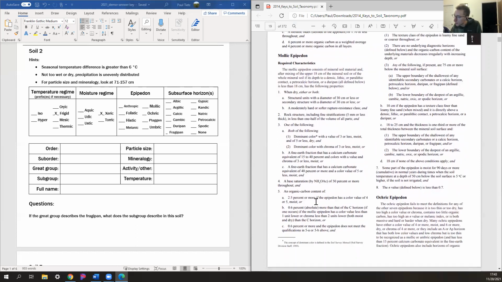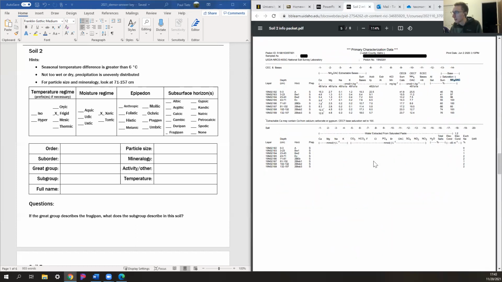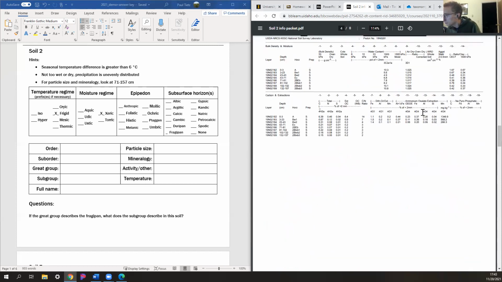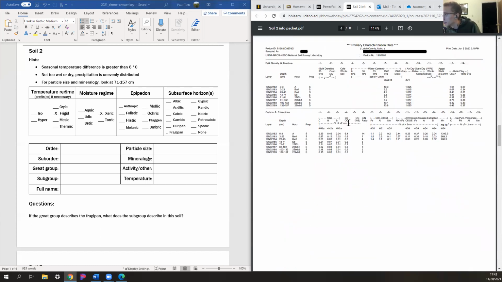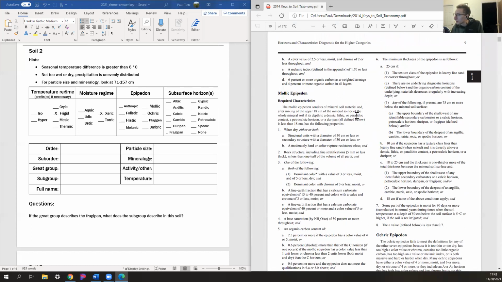That's quite a bit. We can check. Do we have organic carbon content on here anywhere? Let's scan through this lab data. Here's total carbon, 6% at the very top, and then we have 0.8% for 3 to 23. So maybe we have enough organic carbon, but I'm really concerned about the color, really.